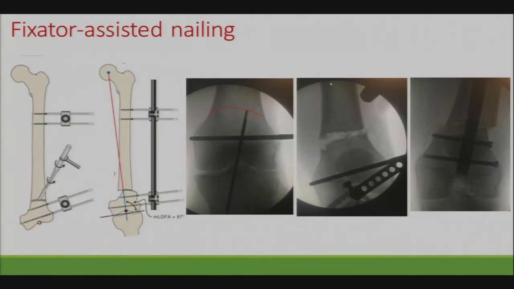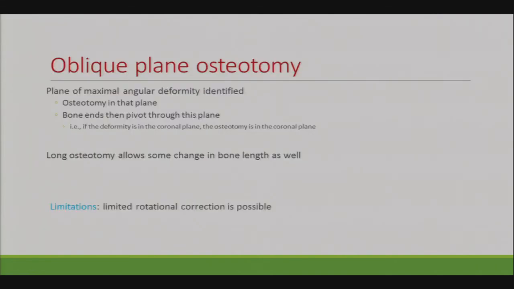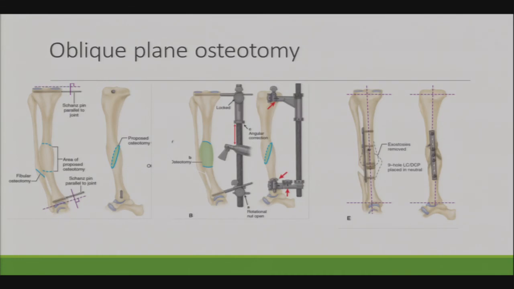And the frame can be used to help you if you set these pins up perpendicular to the mechanical axis here, parallel to the knee joint here, and then eventually the pins will line up during your correction. The oblique plane osteotomy, we talk about this a fair amount. And so this is an osteotomy in the plane of that oblique plane that we talked about and showed you how to identify, and then the bone ends pivot through that plane.